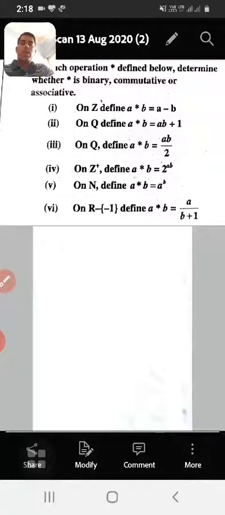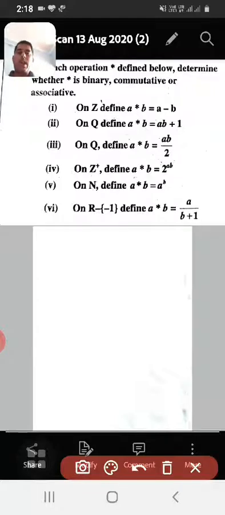So yesterday I uploaded 5 videos on binary operations. In that I solved two problems. I think the first two problems have been solved. We have verified commutativity, associativity. I hope all of you have done those problems in your notebook. So observe the video carefully and try to understand the concept and the steps.